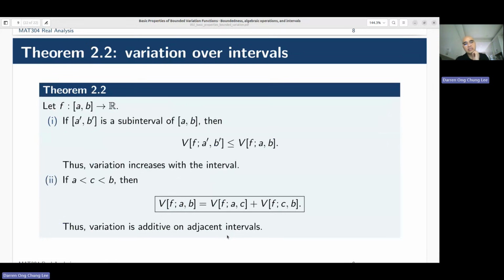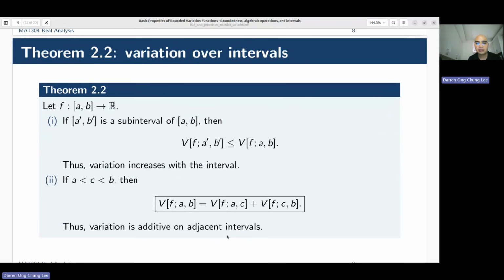All right, so let's talk about the variation over intervals. This is our theorem 2.2. So given an f, we're not going to assume that f is of bounded variation here. It's just a general statement about variation. If you have a subinterval [a', b'] contained inside the interval [a, b], so [a', b'] is a small interval contained in the big interval [a, b], then, if you keep the function the same, the variation of the function on the smaller interval is less than or equal to the variation of the function on the larger interval. That's a very useful fact. We'll use it many times in the course of this class.